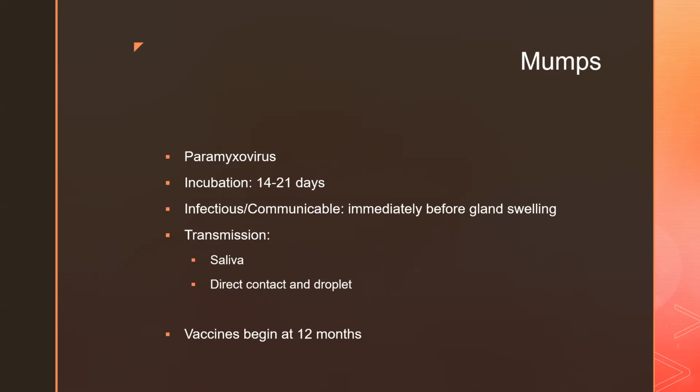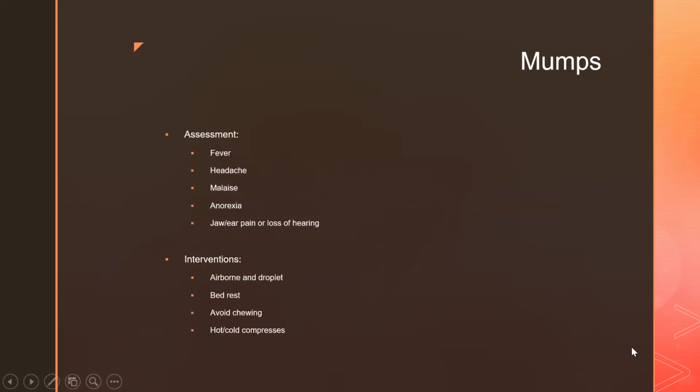And fun fact, MMR starts to be given at 12 months of age. So the vaccines for MMR will start at 12 months.